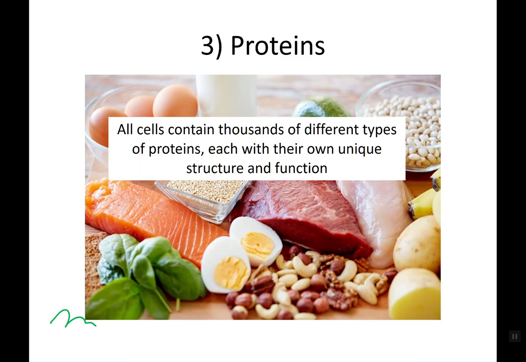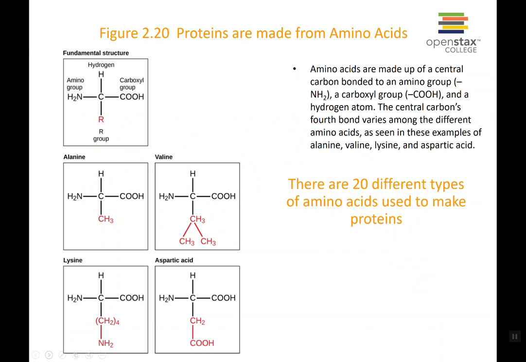So here are some protein sources. Here we have some salmon, some eggs, some beef, some chicken, I assume that's chicken, and legumes and nuts. So those are some sources of protein. Proteins are made from amino acids. So you actually have already seen an amino acid in the beginning when I was describing hydrocarbons and different kinds of them, but they have a fundamental structure.